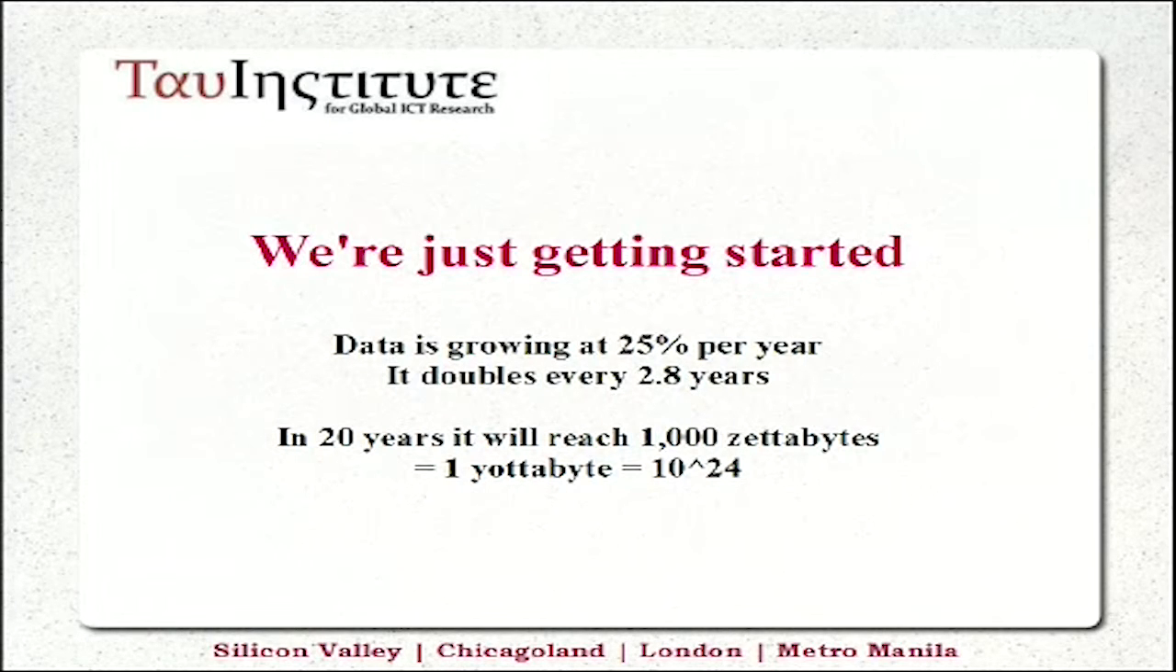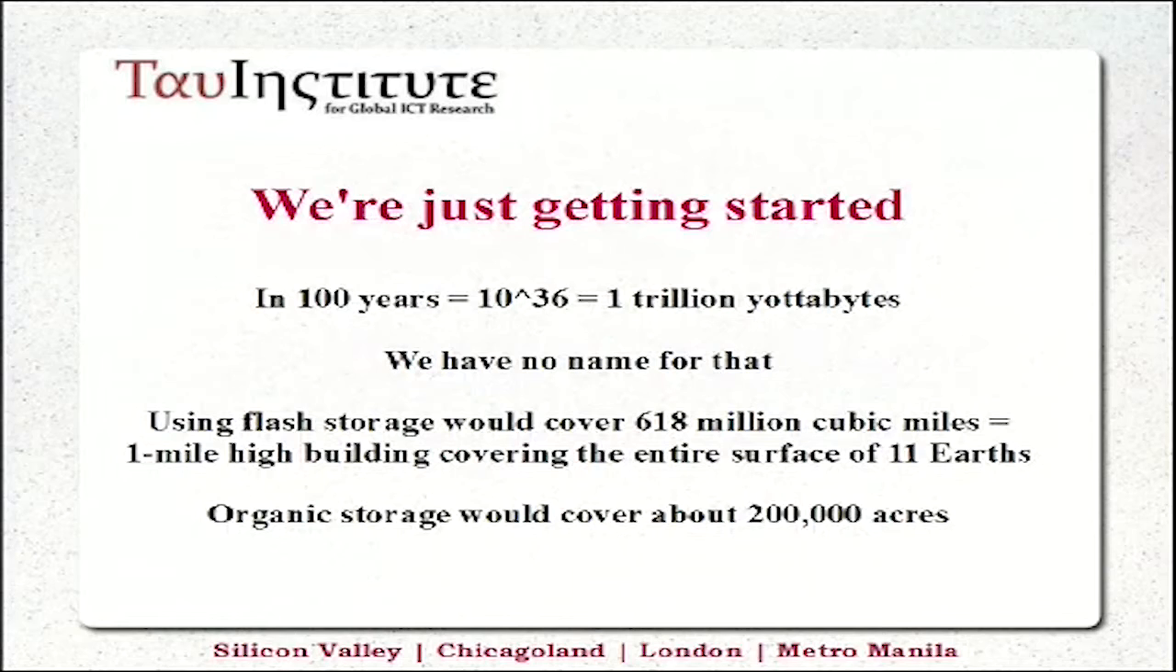According to Cisco, and I've had this confirmed from different research I've done in other sources, data is growing at about 25% per year. And in fact, according to Cisco, the mobile component of that is growing at about 63% per year. So it's doubling every 2.8 years. Run the numbers in 20 years. At this rate, we're going to reach 1,000 zettabytes, which has already been named. It's called a yottabyte, 10 to the 24th power bytes.